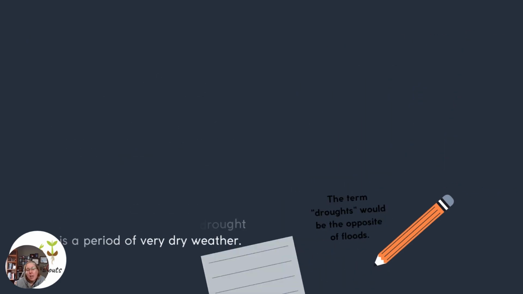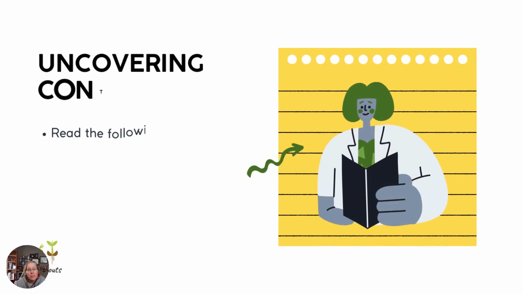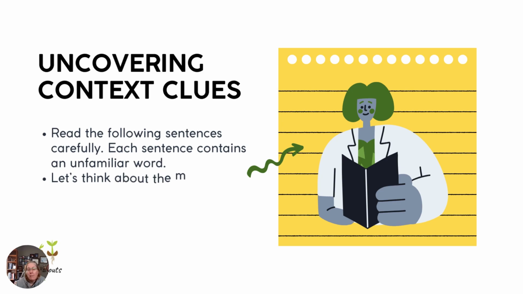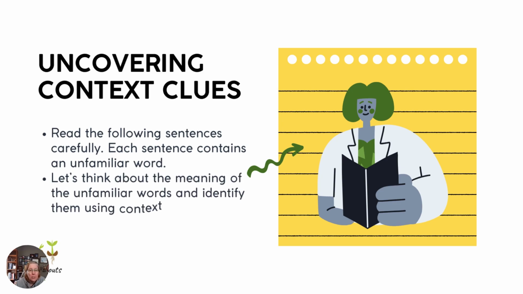So now let's put these 3 types of context clues into practice. We're going to look at some samples, and I want you to think about the meaning of the unfamiliar words and try to identify them using the context clues. This is a great time to get your child, if you haven't already, and have them try out their skills with their reading, and you can work together on this.